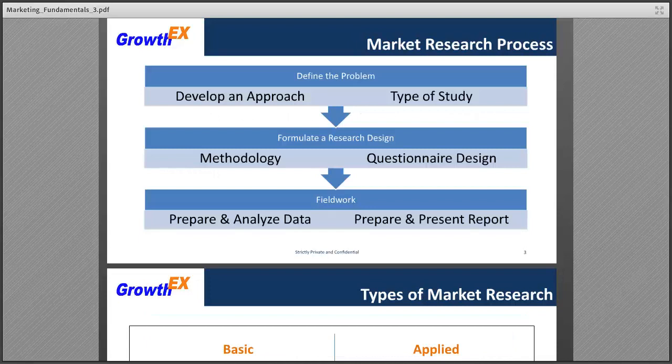Now we have been talking about the market research process. What exactly is it, where does it begin, what are the basic components of it, what is the end result of the market research process.